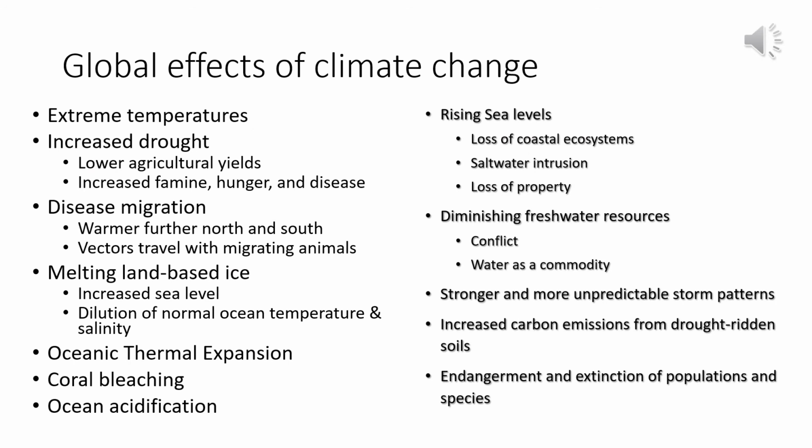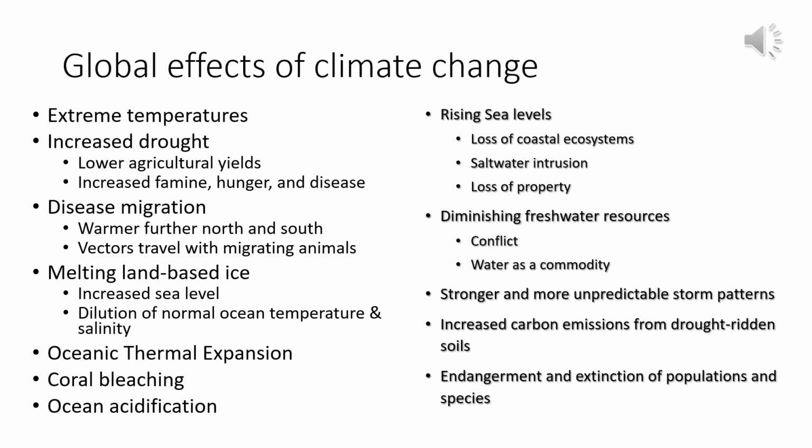So why should we worry about climate change? There are multiple global effects. These include extreme temperatures, increased drought, which will lead to lower agricultural yields and increased famine, hunger, and disease. The migration of diseases to areas that they weren't originally found. This means that they tend to move further north or south, and vectors, or things that carry diseases, travel with migrating animals. We also have melting land-based ice, which increases the sea level and the dilution of normal ocean temperature and salinity.